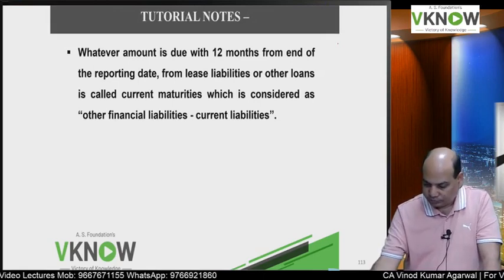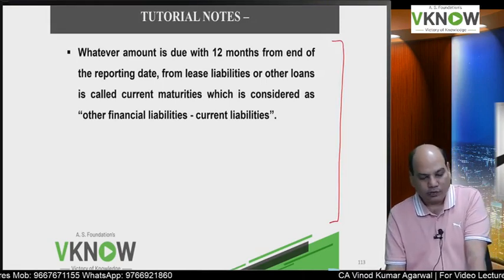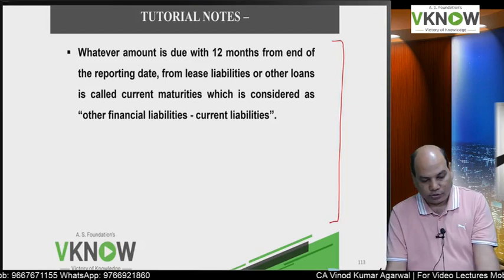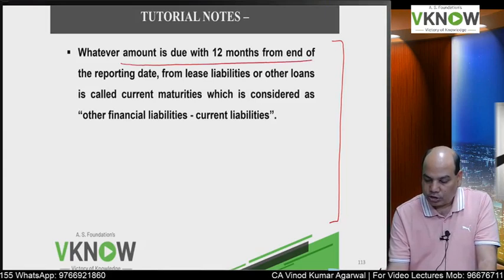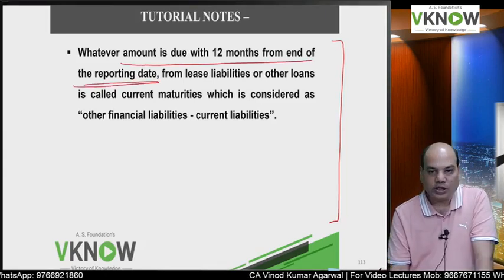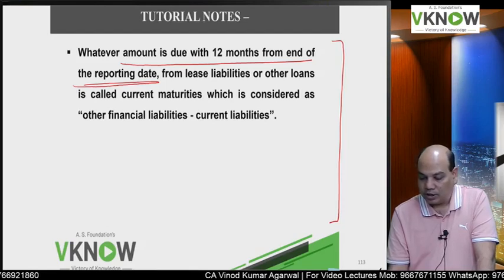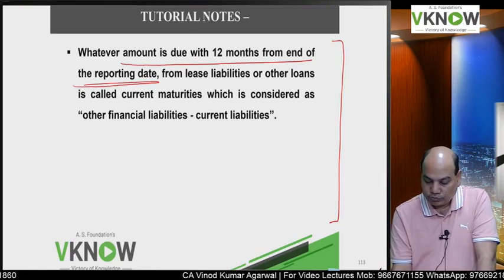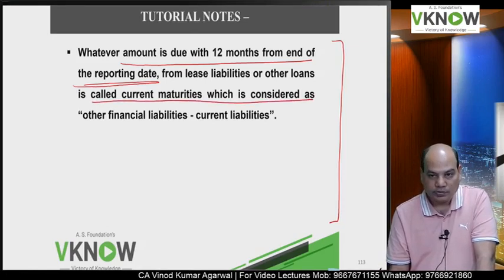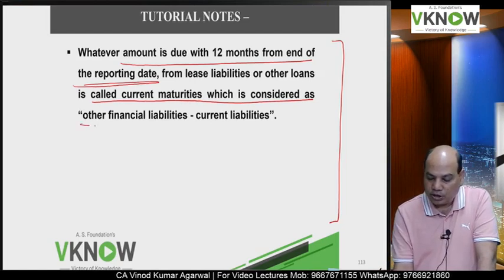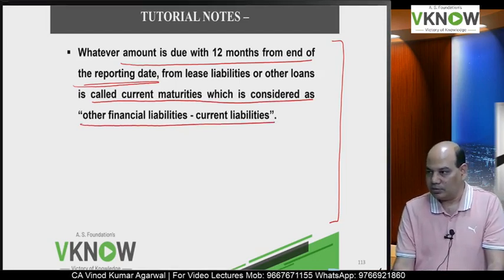To make your task easier, I have written some notes also. While solving the question, we will take care of these notes. If the amount is due within 12 months from the end of the reporting date, like in case of loan, in case of lease liability, then that portion of the liability which is payable within 12 months, we are going to put it under the head other financial liability under current liability.